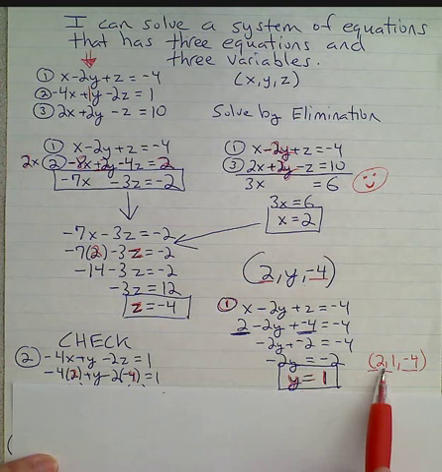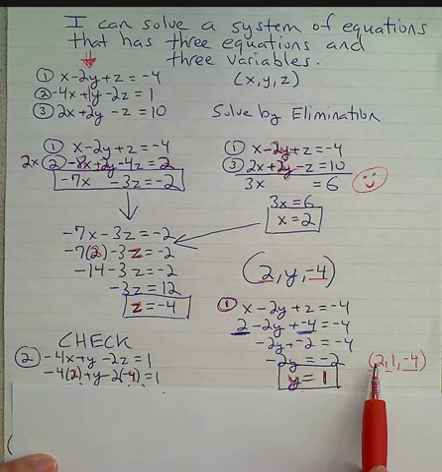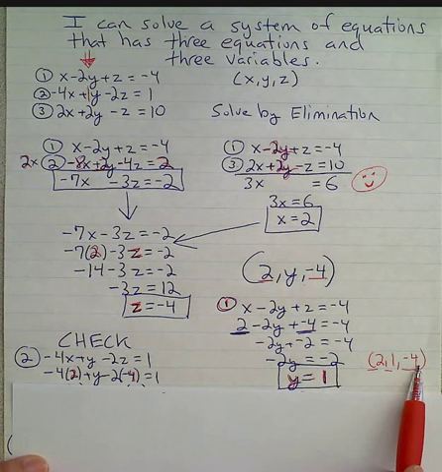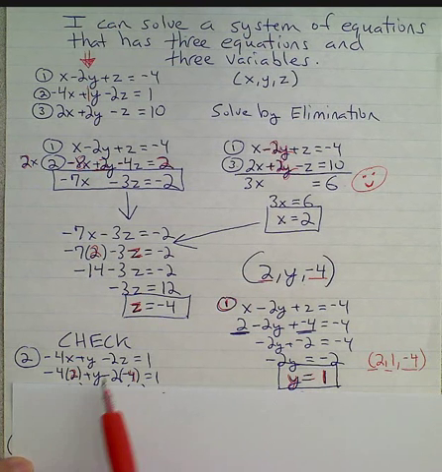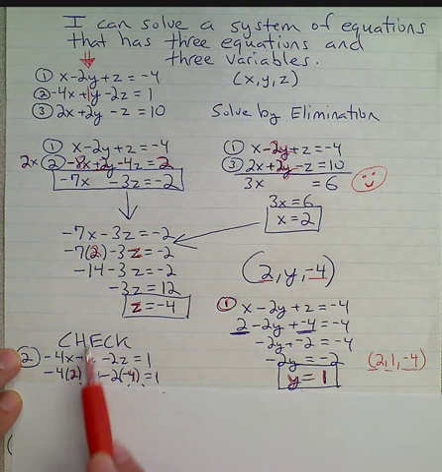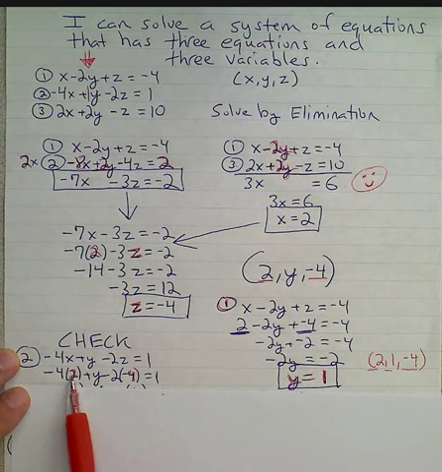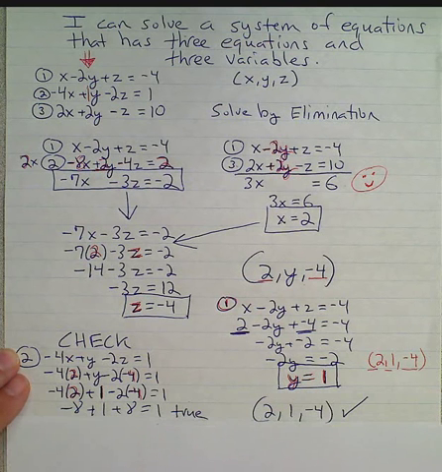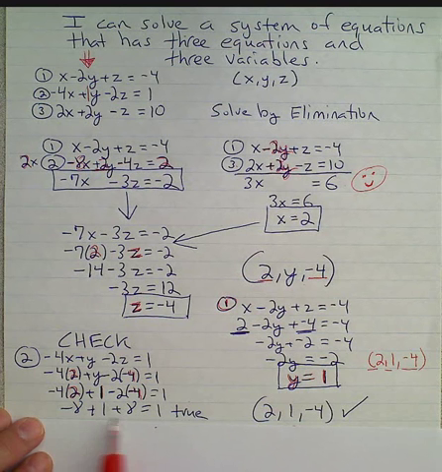I now have the values for x, y, and z. But I'm not yet done with the problem. I need to go back and check. So I'm going to take equation number 2, place in the values for x, y, and z, and see if those hold true, in which case they do. Negative 8 plus 1 plus 8 will give me 1.